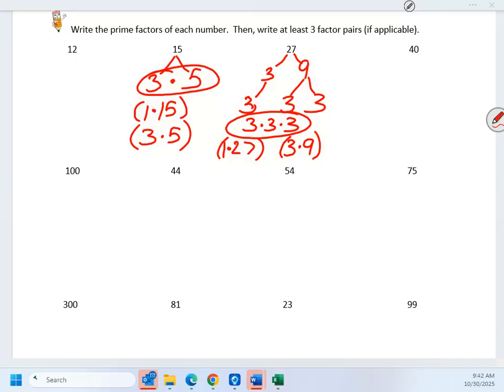Let's do one more together. What would be a good factor pair for 40? What was this? 10 and 4.